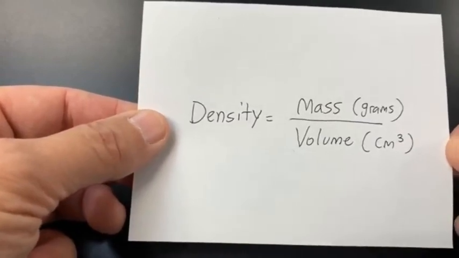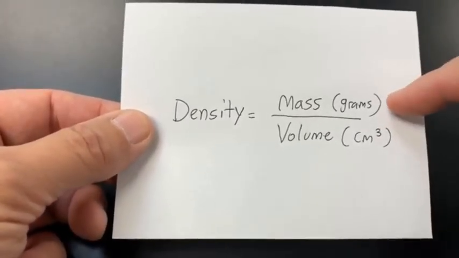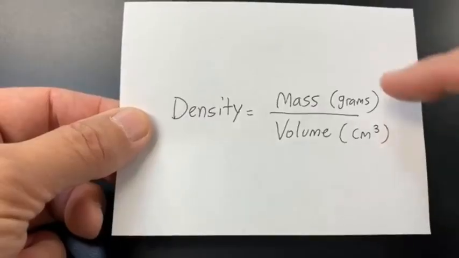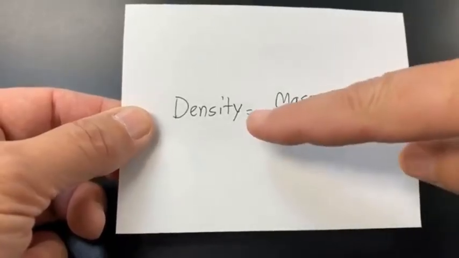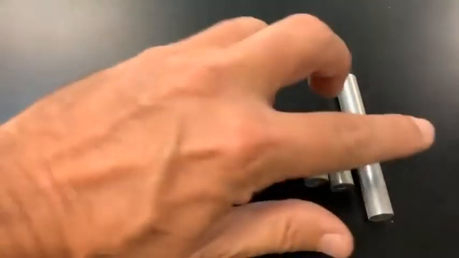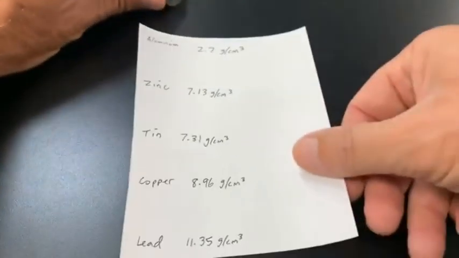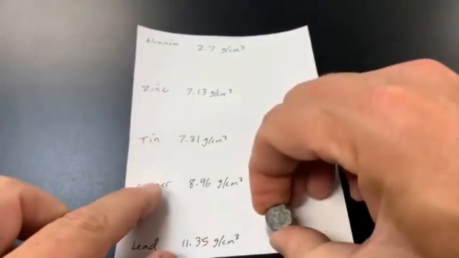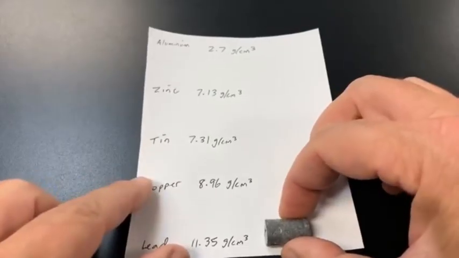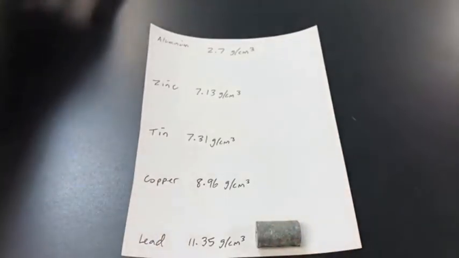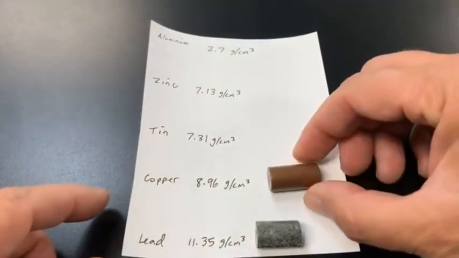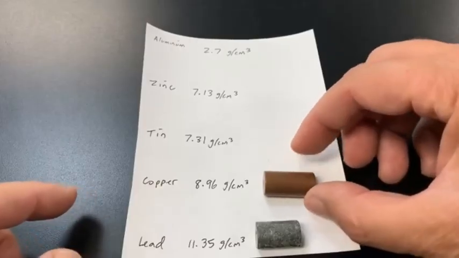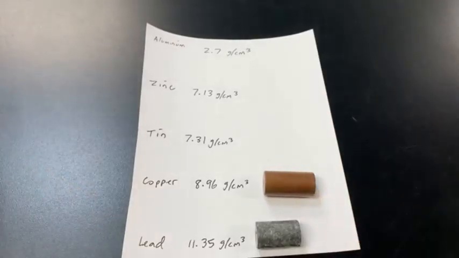Well, actually, because the masses are the same and the volumes are different, if either one of these is different, then the density is different. So the density of all of these metals are different. And I looked it up on a chart, and I can show you right here. So let's start with the heaviest. The heaviest is the lead. So lead is pretty dense, and it has a density of 11.35 grams per cubic centimeter. A little bit lighter, but still pretty dense, is copper. Copper has a density of 8.96 grams per cubic centimeter.